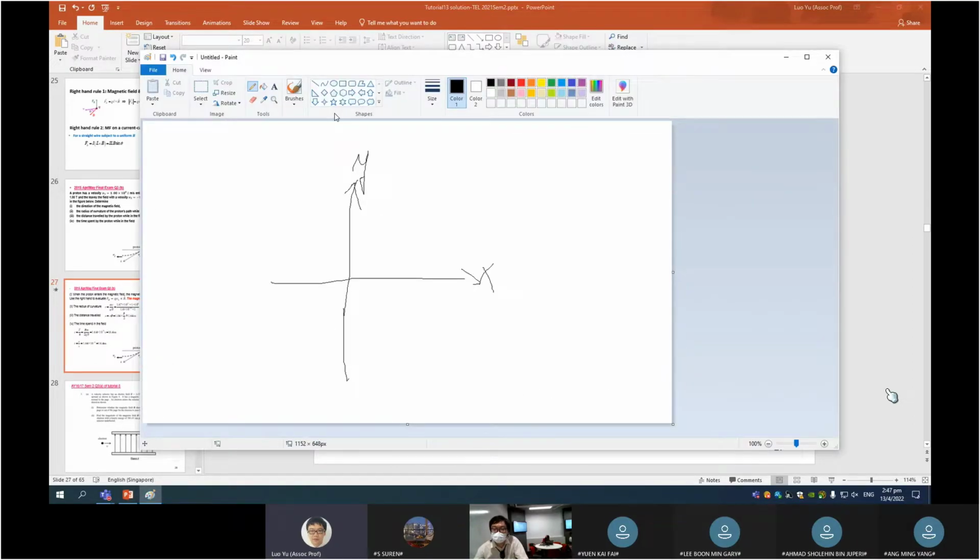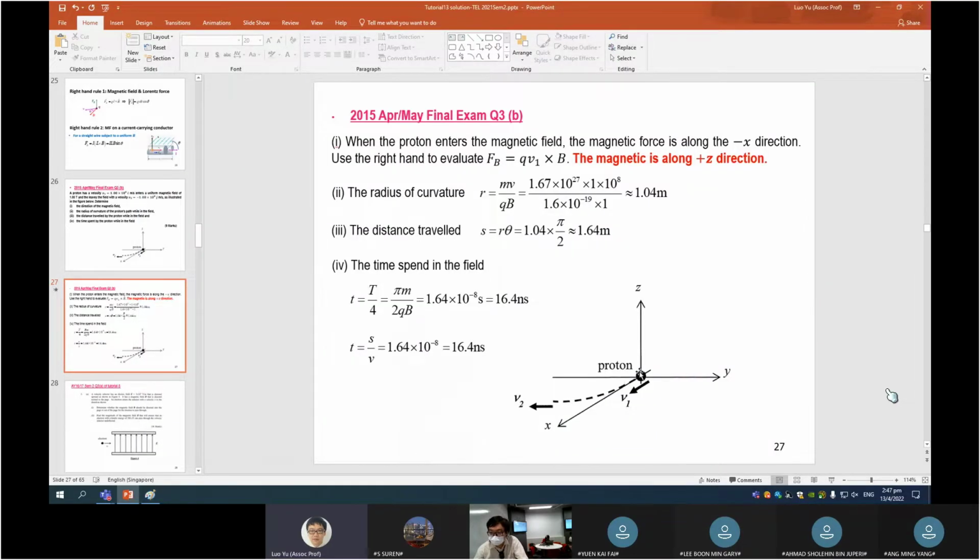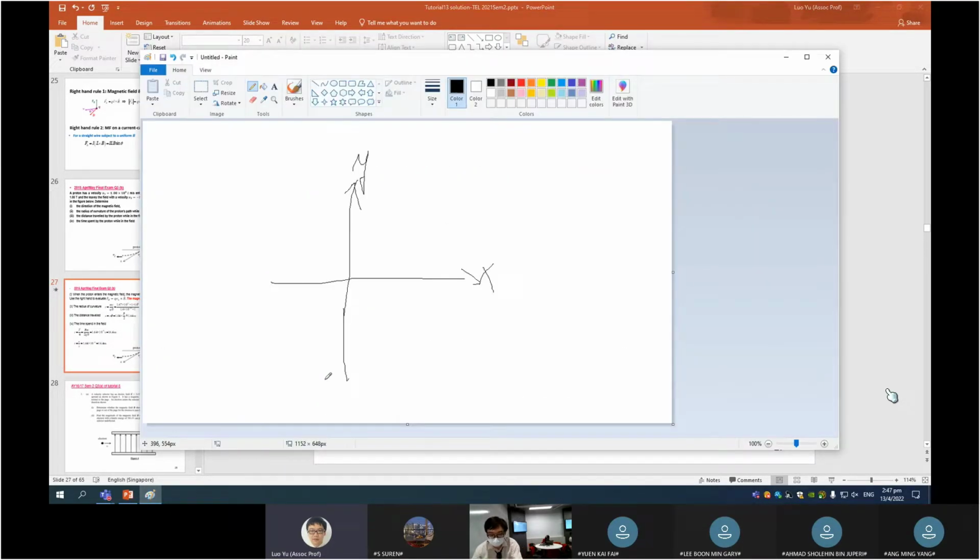The question tells us that the electron enters along minus x direction. So this is x, and this should be y. The electron enters in the minus x direction this way, then does circular motion. It leaves when its velocity becomes along minus y direction, which means the magnetic field is only in this slab region. So once it becomes minus y, it will leave the magnetic field and no longer complete circular motion.